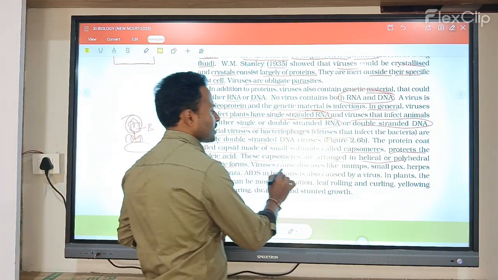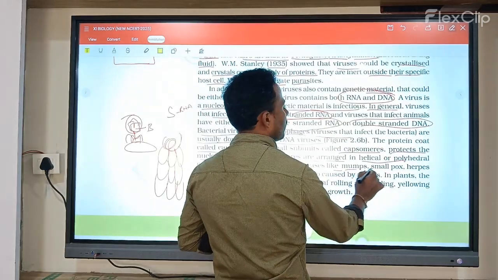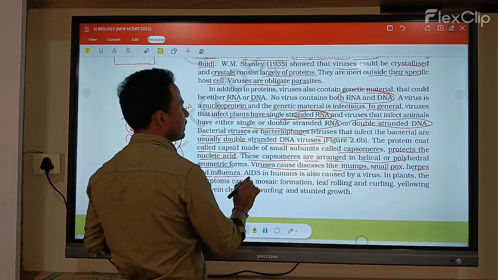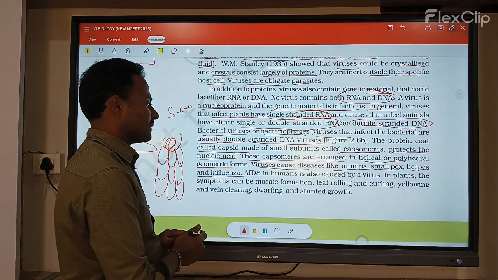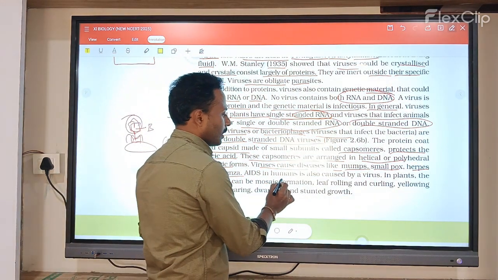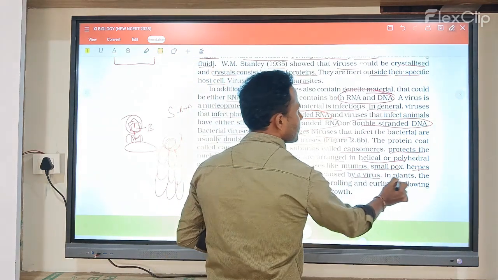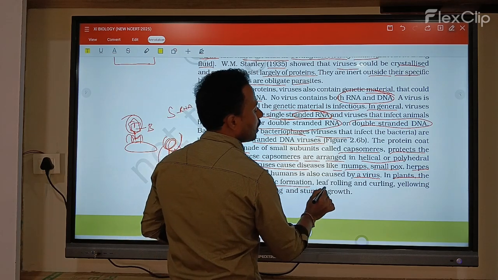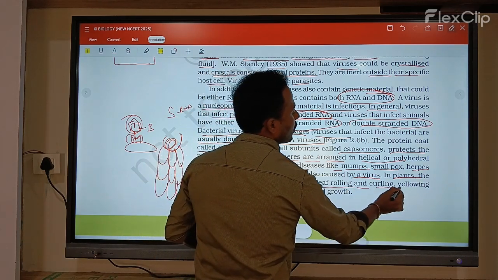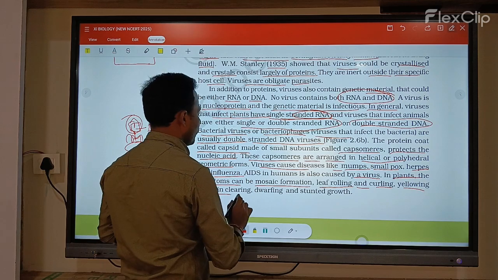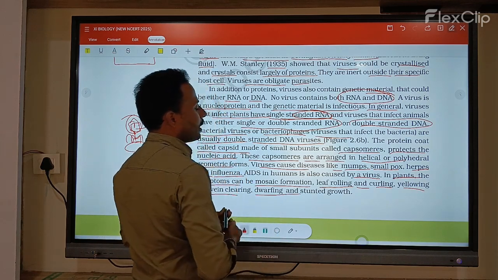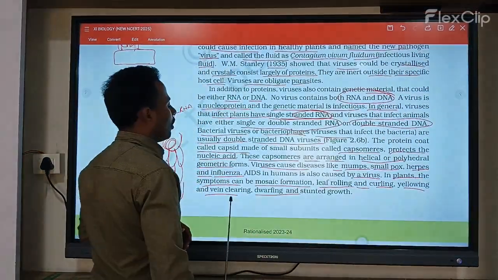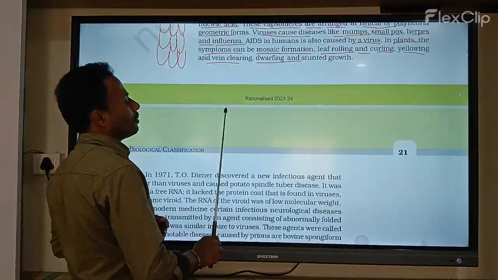Viruses cause diseases such as mumps, smallpox, herpes, and influenza, and also AIDS in humans. In plants, the symptoms can be mosaic formation, leaf rolling, curling and yellowing, vein clearing, dwarfing, and stunted growth. When a virus infects a plant, these diseases automatically appear.